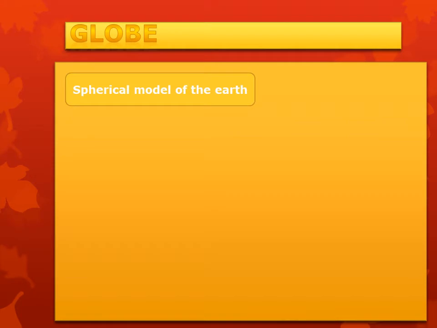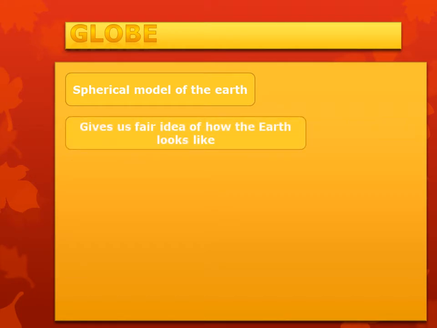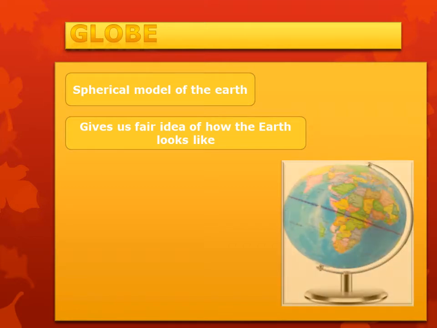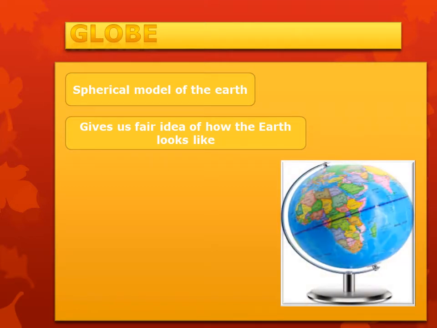Our first topic is globe. A globe is a spherical model of the earth. It gives us a fair idea of how the earth looks. So here in the picture you can see a globe.